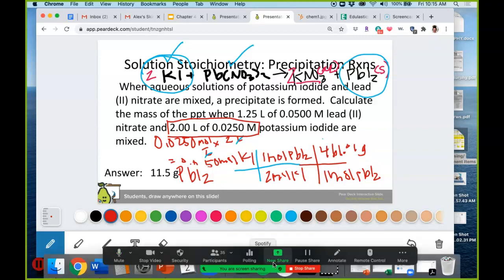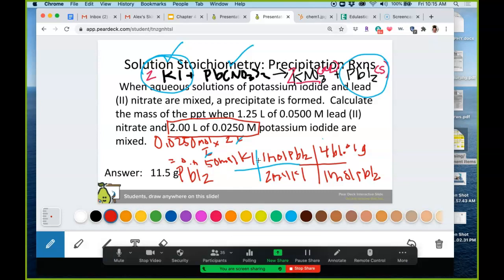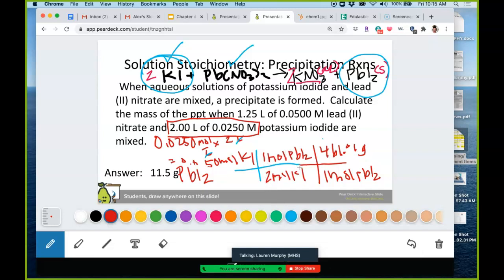Questions? Where did you get the 2 from when you divided by the 1 and the 2? This one? Right here? When you divided 0.50 moles and... The 0.05 moles was for potassium iodide. You mean how I picked the limiting reactant? Yeah. The 0.05 moles of potassium iodide, so potassium iodide is here.